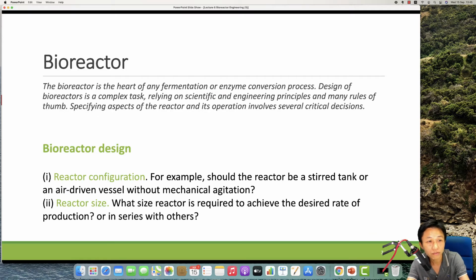So in terms of bioreactor, the bioreactor is the heart of any fermenter or enzyme conversion process. Enzyme is a biocatalyst, so we use this catalyst in biological applications. The design of a bioreactor is very complex. It's really based on rules of thumb, and sometimes it's a dimension kind of thing. For example, like this.